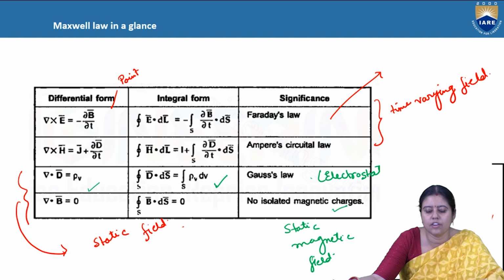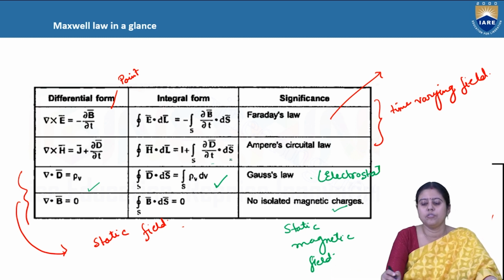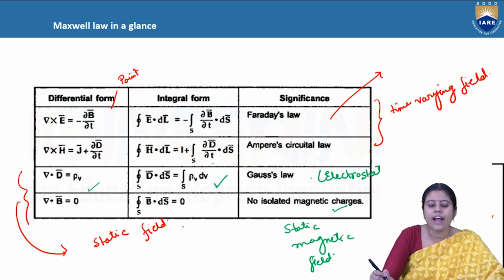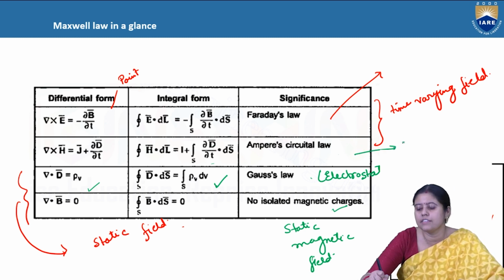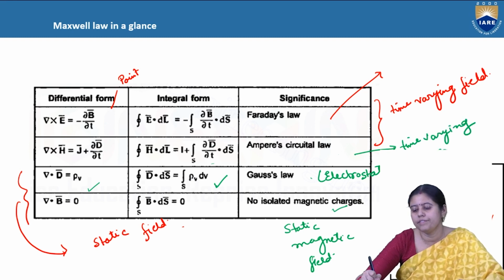Grad cross H is equal to J plus del D by del T, and the closed loop integral of H dot dl is equal to I plus the integral of del D by del T into ds. This is the modified Ampere circuital law. Grad cross H tells that it is a time varying magnetic field.